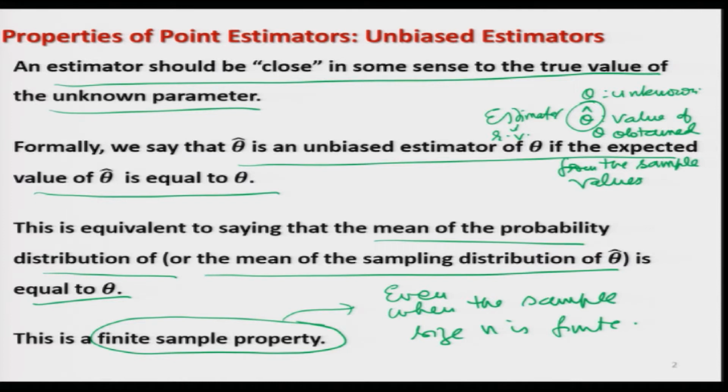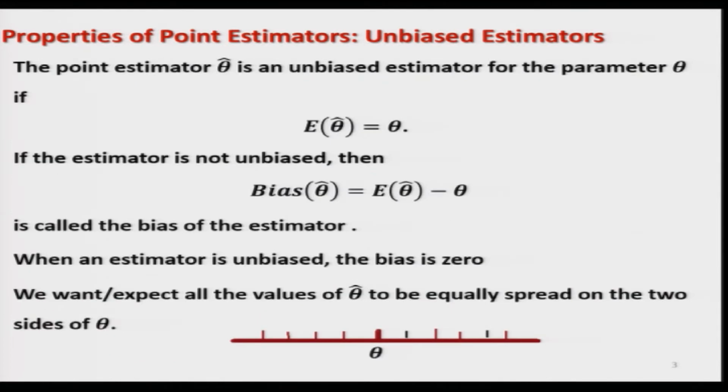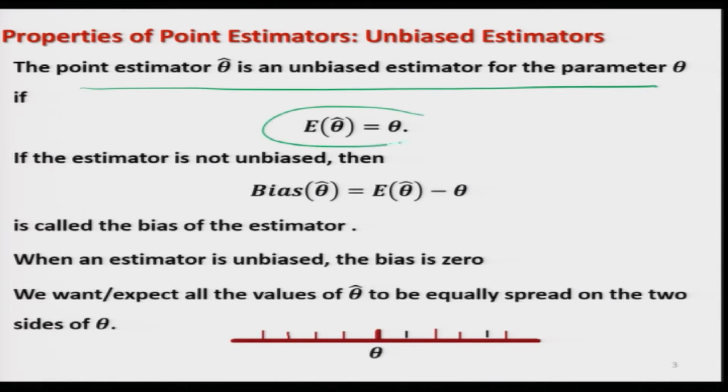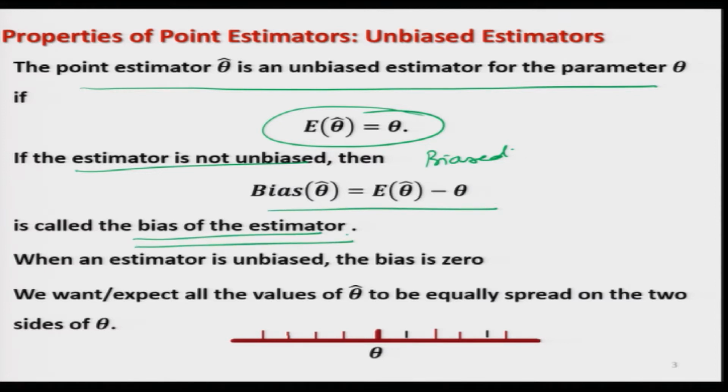This is what I mean. Okay. So, now I can introduce here the formal definition once again, that the point estimator theta hat is an unbiased estimator of the parameter theta if expected value of theta hat is equal to theta, right. And in case this condition does not hold true, then we say that the estimator is not unbiased, but it is biased, and in that case the bias of theta hat is defined as expected value of theta hat minus theta, right.